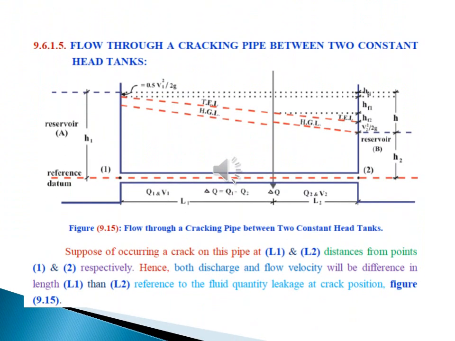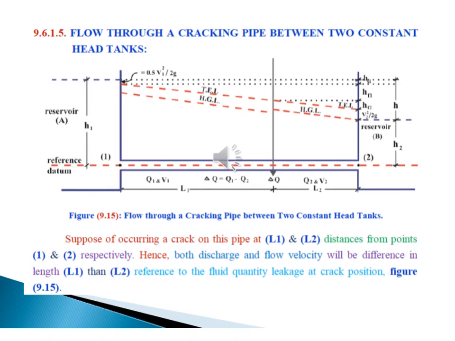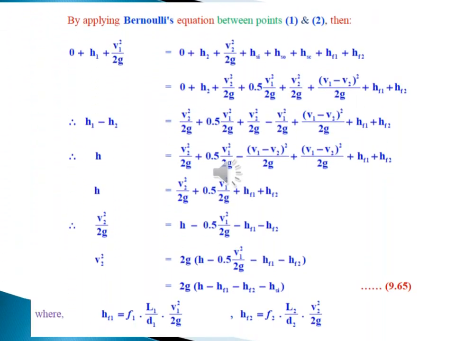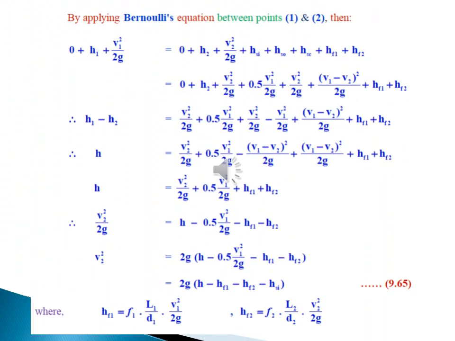Flow through a cracking pipe between 2 condensate tanks is very important, as shown in the enclosed figure. My dear, by applying the same way and applying Bernoulli's equation between points 1 and 2, you can calculate the head losses between the 2 points and also the velocity of flow, as shown in the enclosed equation. Follow it by yourself, my dear. It is so easy and clear.